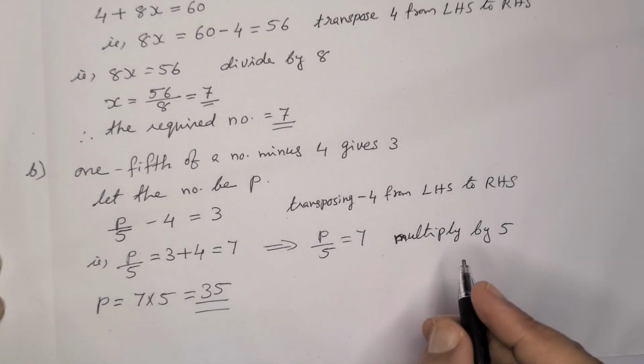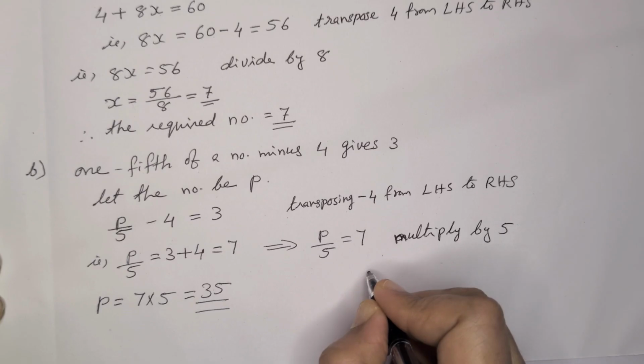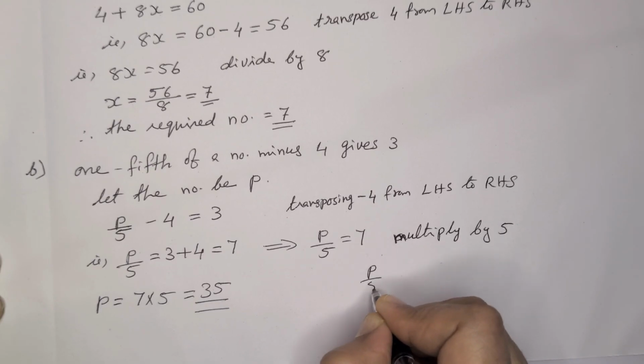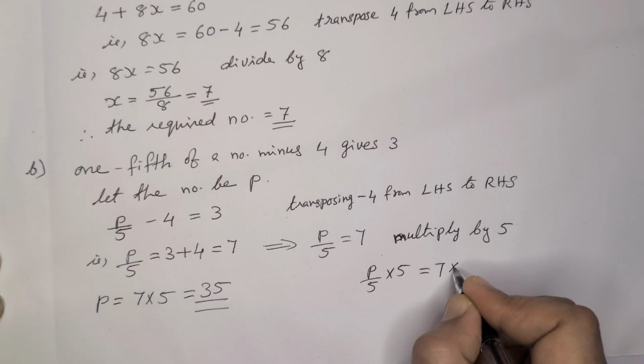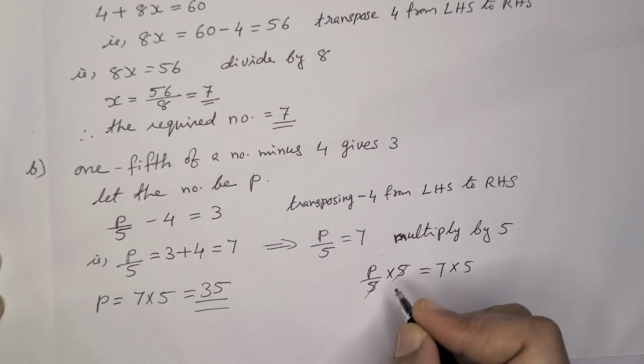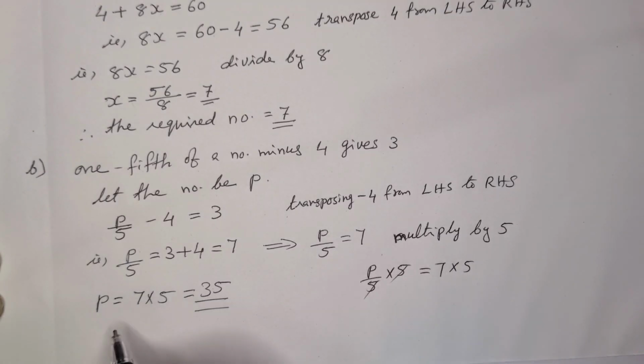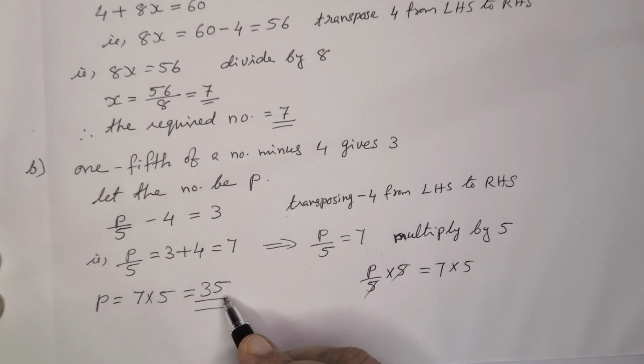When we are multiplying by 5, we already learned how to do that. P by 5 into 5. Both sides we have to multiply by 5. This 5 will cancel. Then on the left side P is equal to 7 into 5. That means 35.